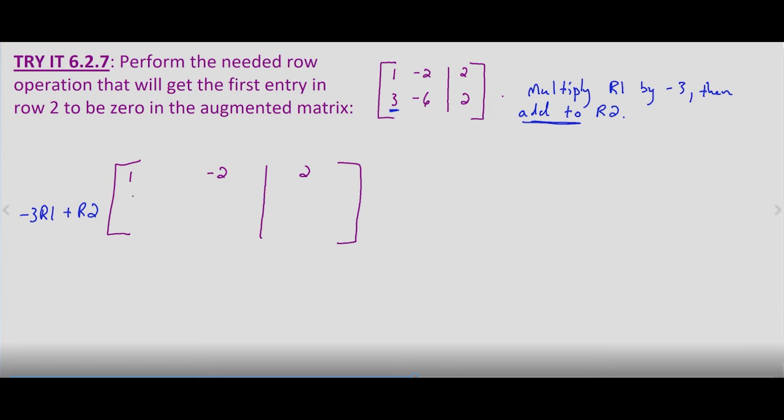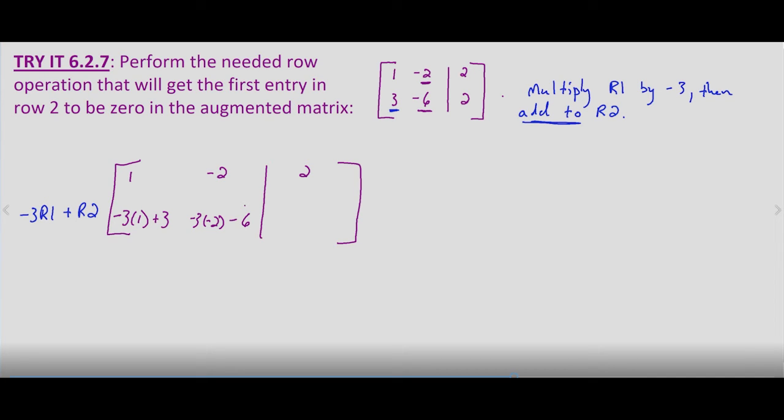So negative 3 times row 1, each one of these is going to be negative 3 times the term in the first row. So negative 3 times 1, and then plus row 2, so plus 3. For our second term, it's going to be negative 3 times the term in row 1, which is negative 2, and we're going to add that to the term in the corresponding spot in the second row, which is negative 6.